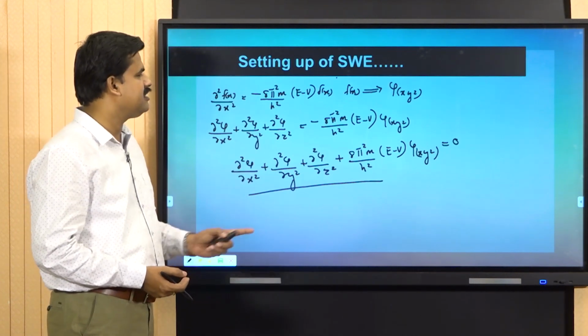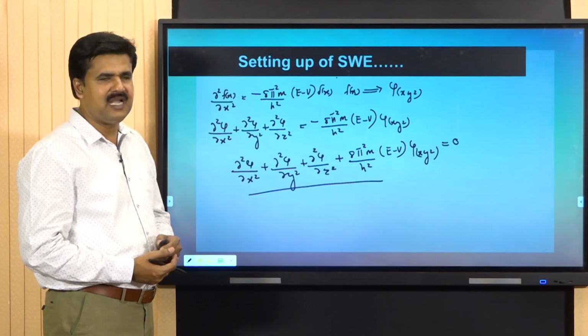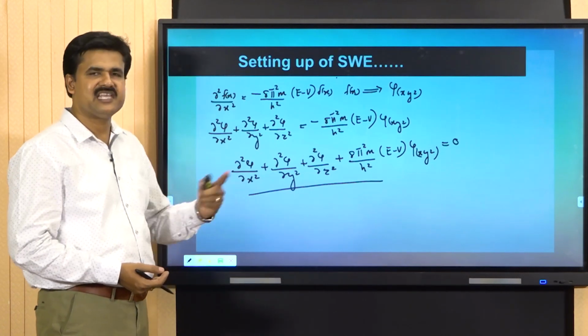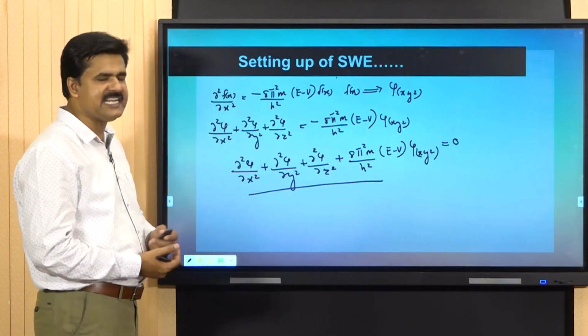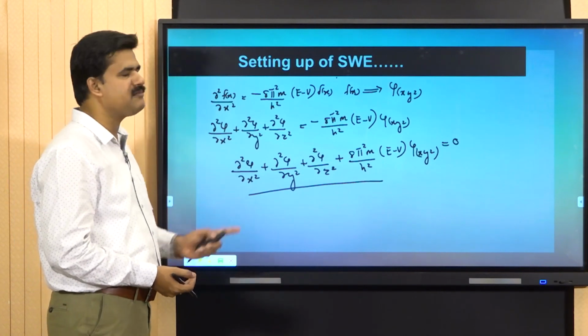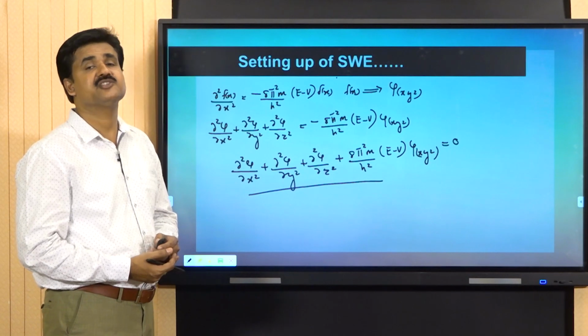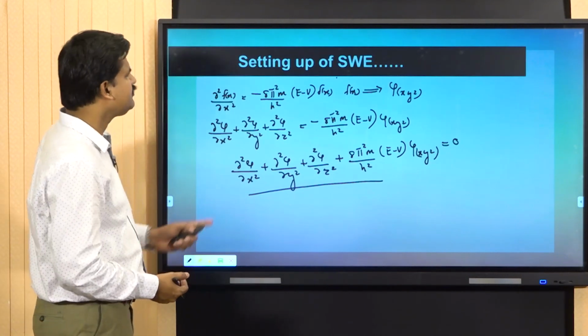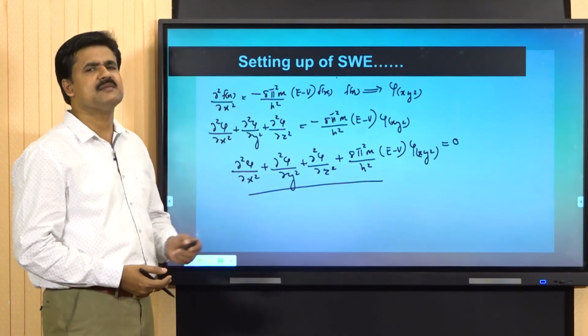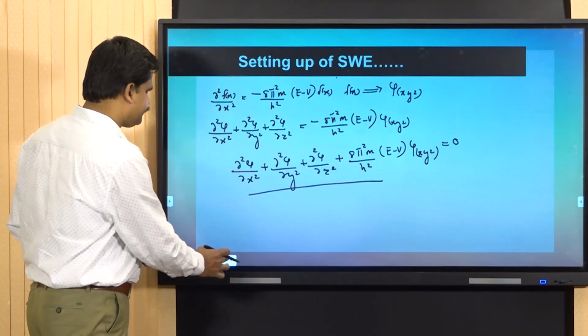In this equation, there is no time variable, and the 3 variables are x, y and z. Only coordinates are the variable. Here there is no time variable, and this is the time independent Schrodinger wave equation. Now we can make further simplifications of this equation.